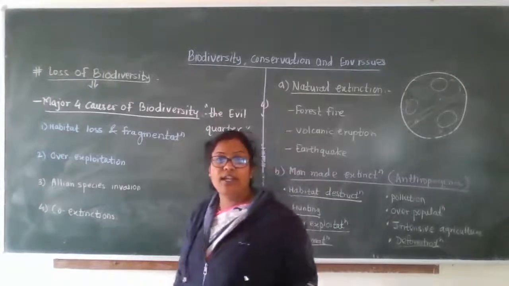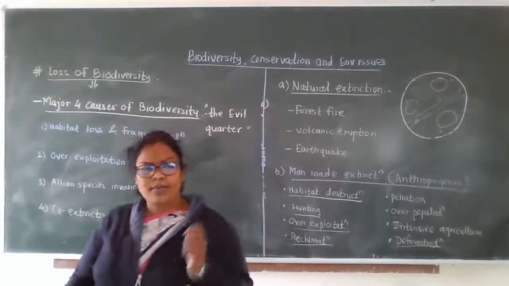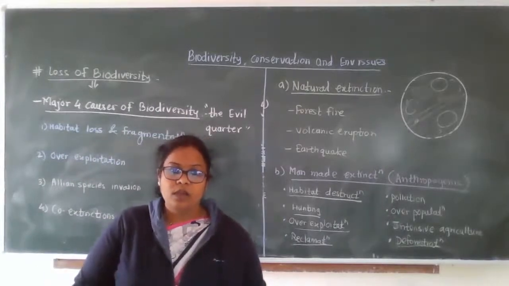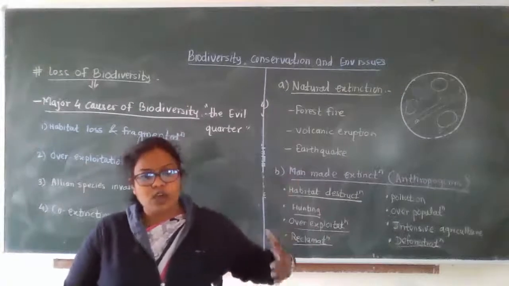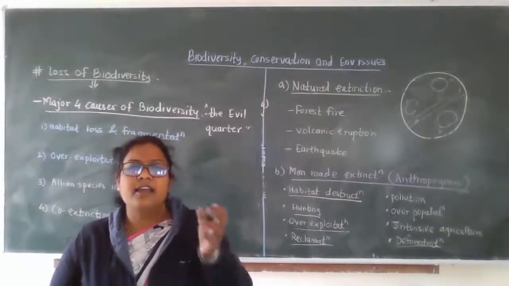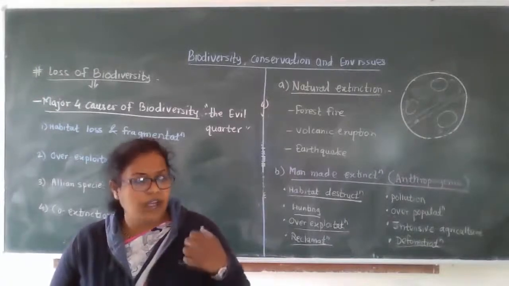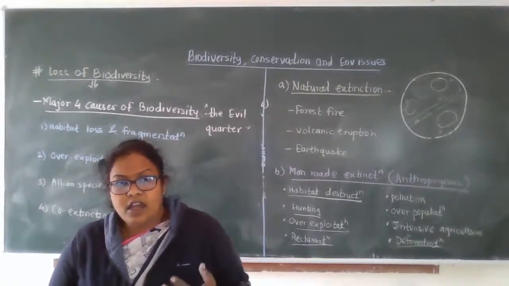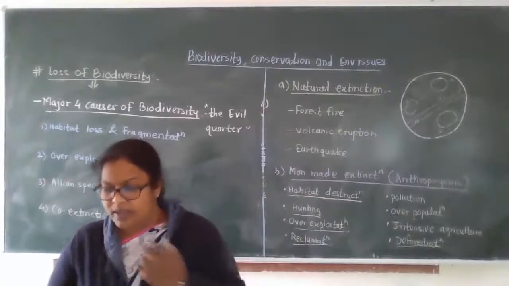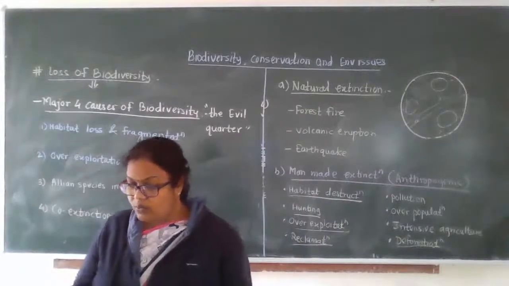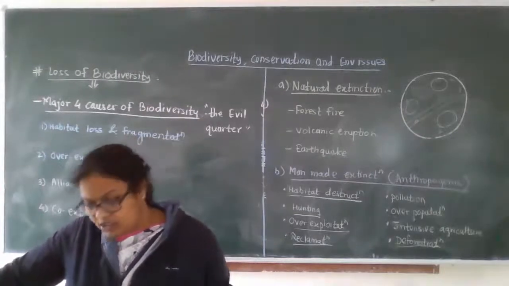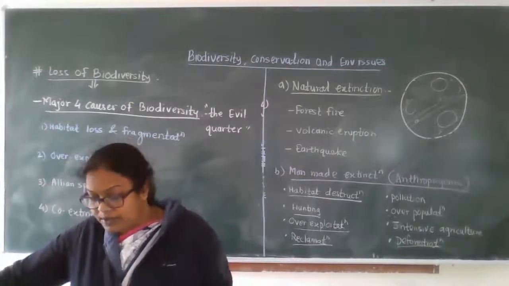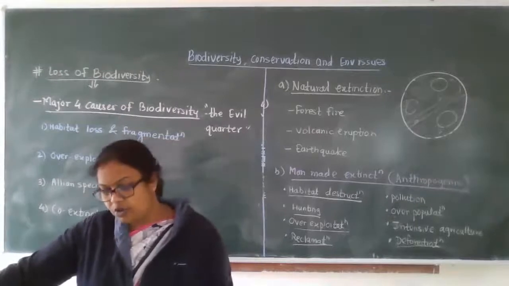Then the next one is overexploitation. Overexploitation means humans have a natural tendency to accumulate more beyond their limit. For example, if I have occupied about 1 acre of land, I still want more land. That is beyond our need. It is our natural tendency to accumulate more beyond our need, which results in overexploitation of resources.